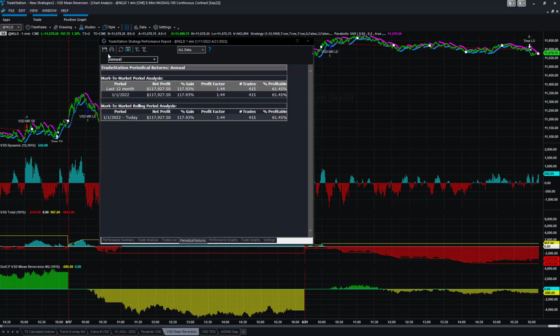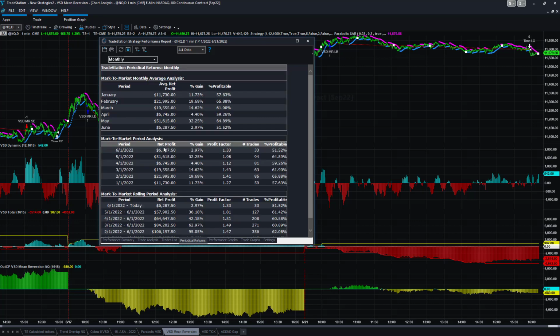You can see the monthly results for each month of this year. 6,000 in June, so it's one of the lowest months, but it's still up. 51,000 in May, 6,000 in April, 19,000 in March, 21,000 in February, and 11,730 from January the 11th.